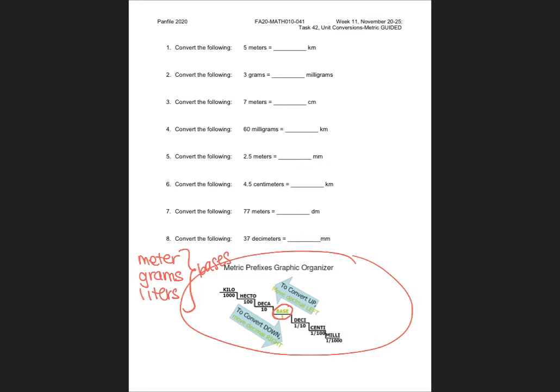So if you just have meters, if you just have liters, or if you just have grams, you're smack dab in the middle of this. There's nothing in front of it. On the right side, you have deci, centi, milli. And on the left, you have deca, hecto, and kilo. Now, even though it's written like this because it's really helpful for how you move the decimal, deca, hecto, and kilo, you're going to move the decimal to the left. Deci, centi, and milli, you're going to move it to the right.